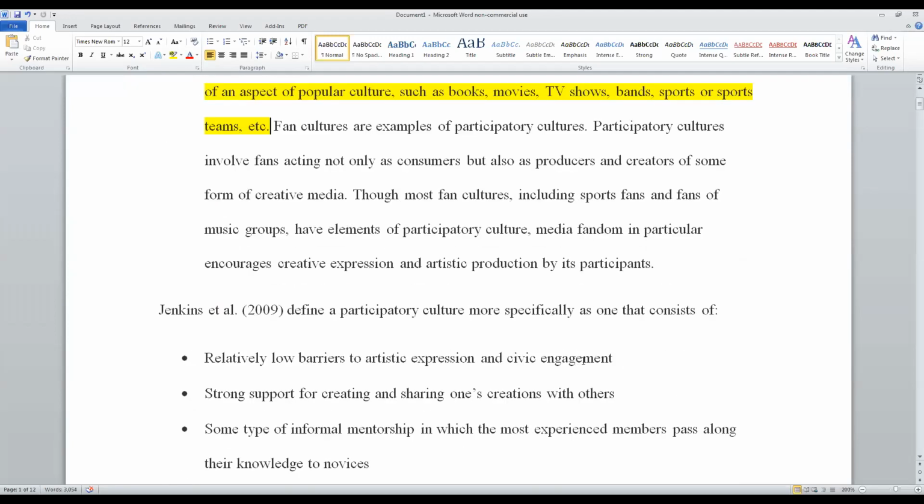So in a more broad sense, as it says here, participatory cultures involve fans acting not only as consumers, but also as producers and creators of some form of media. Though most fan cultures, including sports fans and fans of music groups, it's another huge and diverse fandom of culture that we haven't touched on yet, have elements of participatory culture. Media fandom in particular encourages creative expression and artistic production by its participants.